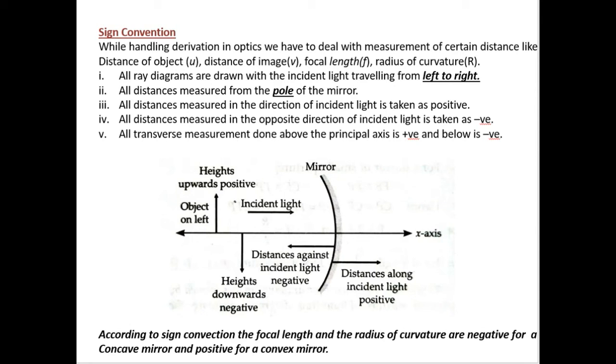Okay, so we do derivations in optics, there are different derivations, then we will deal with different problems. So before jumping into derivations or problems, we have to know about the signs of different distances, that may be positive or negative. So what are the rules? The first rule: all ray diagrams are drawn with the incident light traveling from left to right.